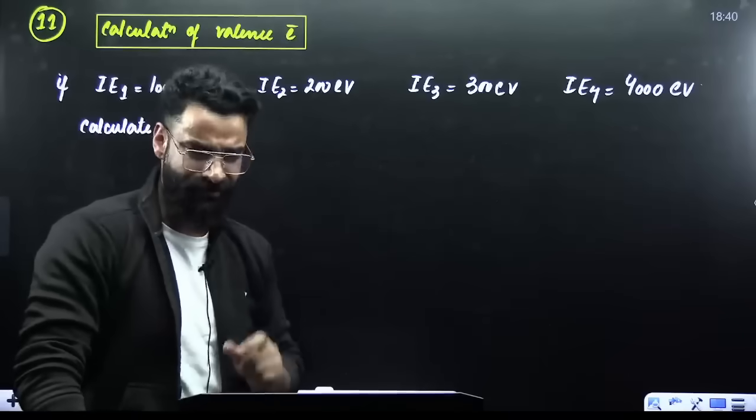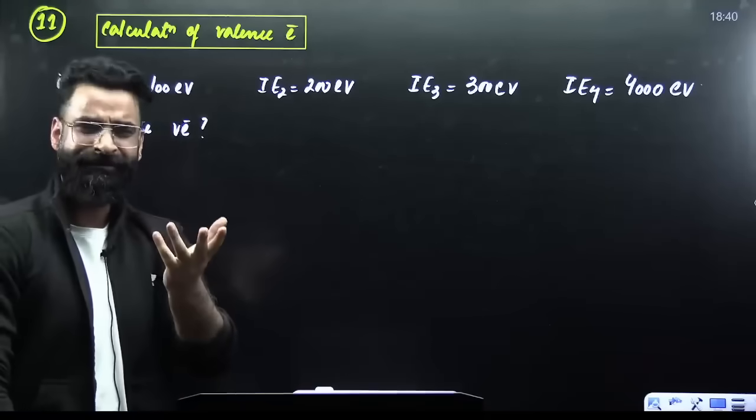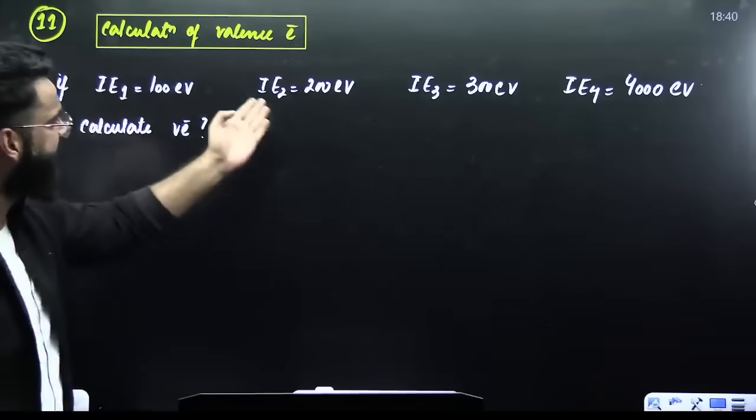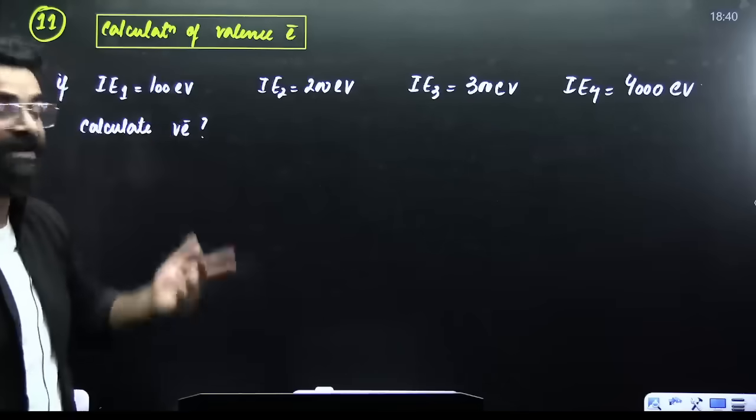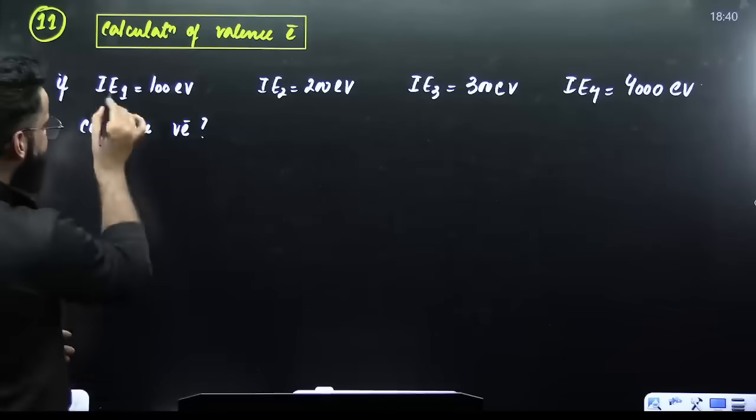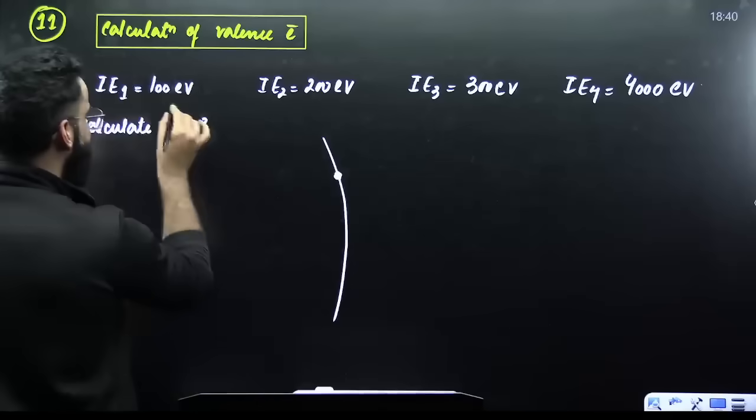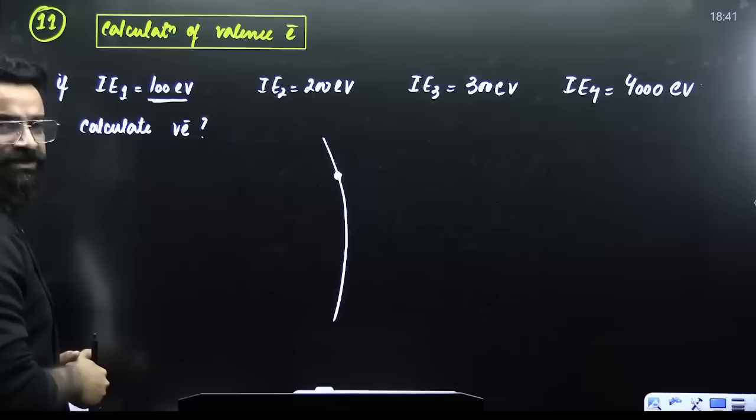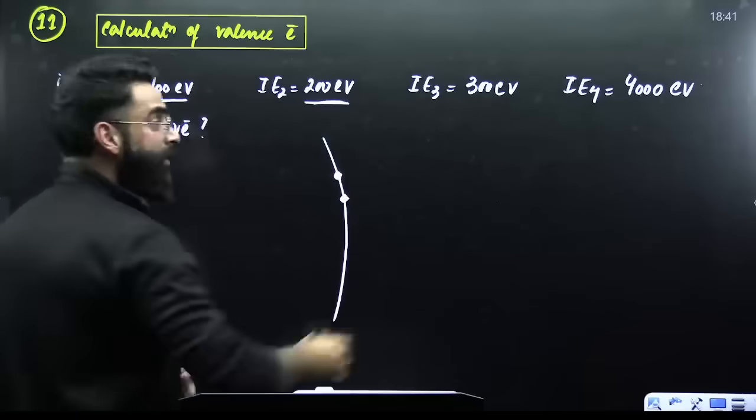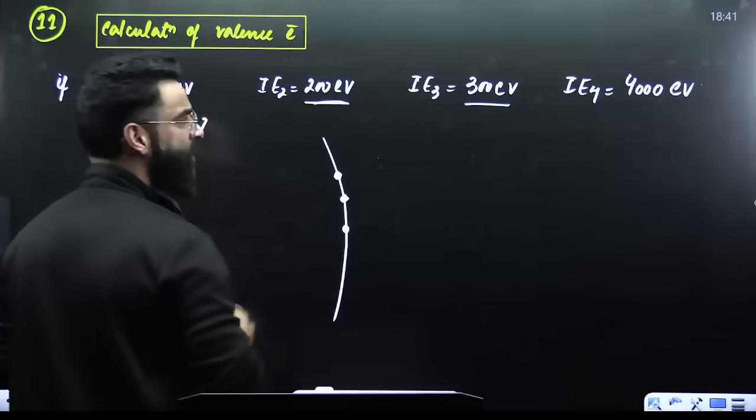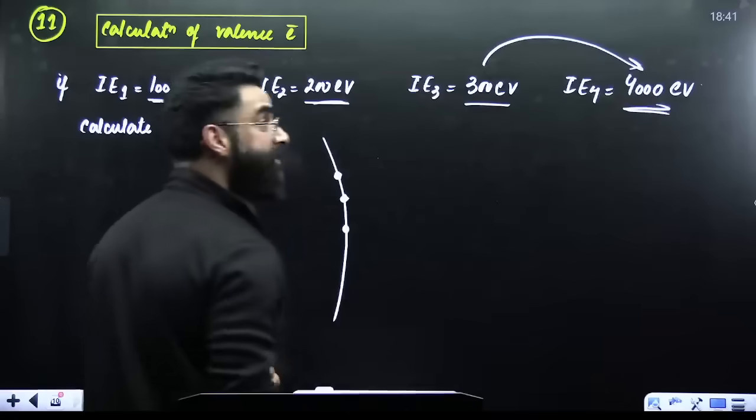Calculation of valence electrons. Again, one simple concept. My dear students, you will be given a matter whose first, second, third and fourth ionization energies are given, and you have to check how many valence electrons are there in the atom. To take the first electron out, 100 electron volt energy is required. To take the second electron out, 200 electron volts. To take the third electron out, 300 electron volts. To take the fourth electron out, 4000 electron volts are required.